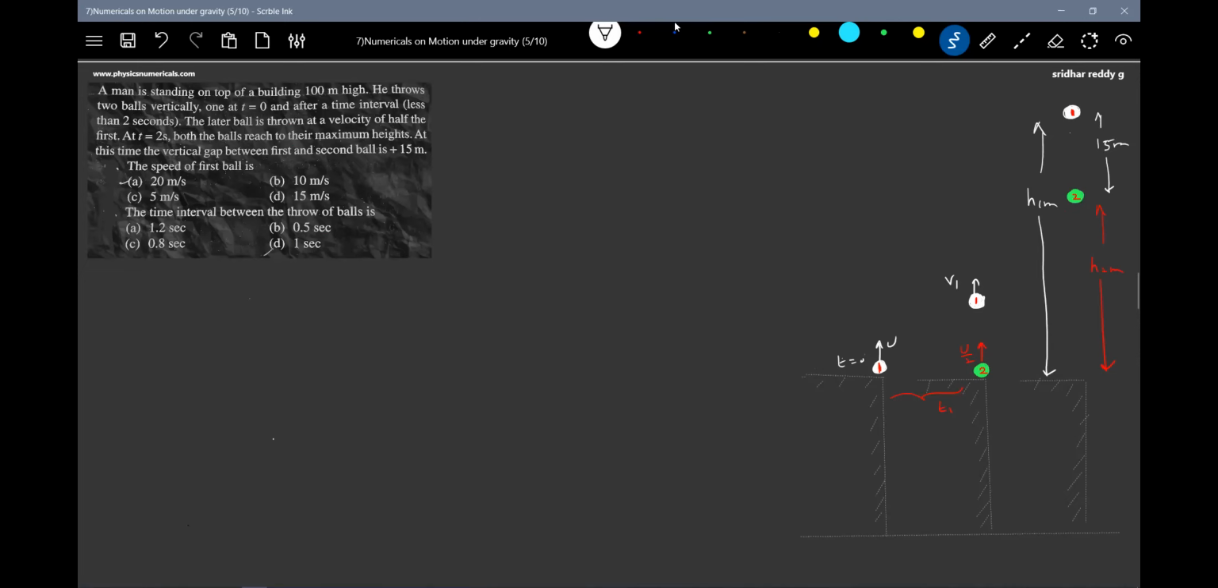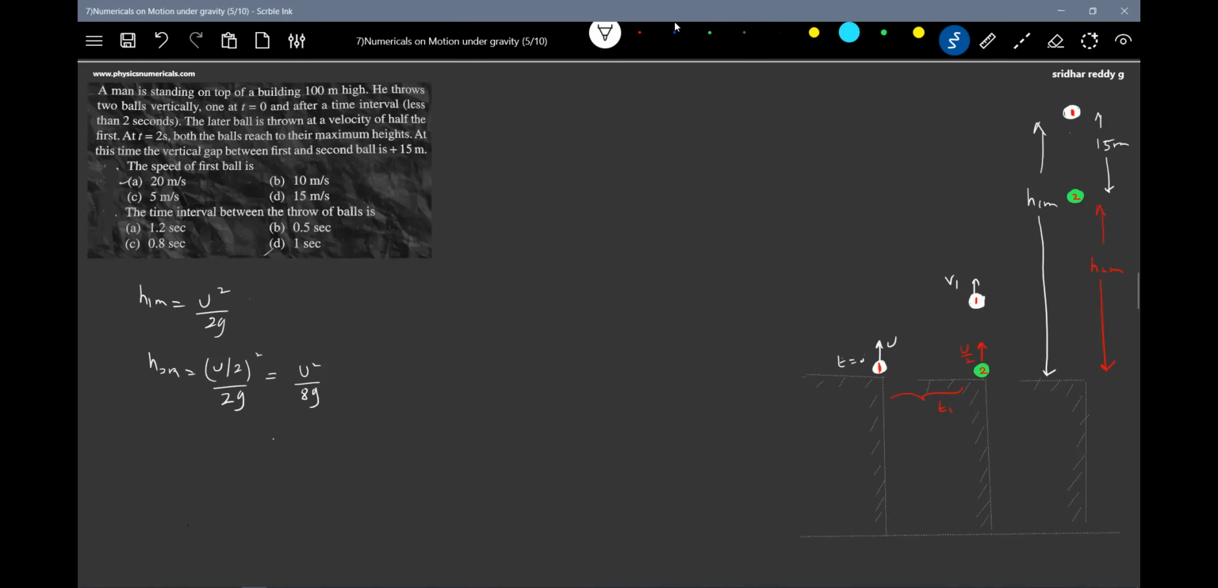Now, let's come to this one. What is H1M equal to? U square by 2G. What is H2M? (U by 2) whole square by 2G, because the ball 2 is projected with a speed half of the first one, U by 2. So therefore, this should become equal to U square by 8G.